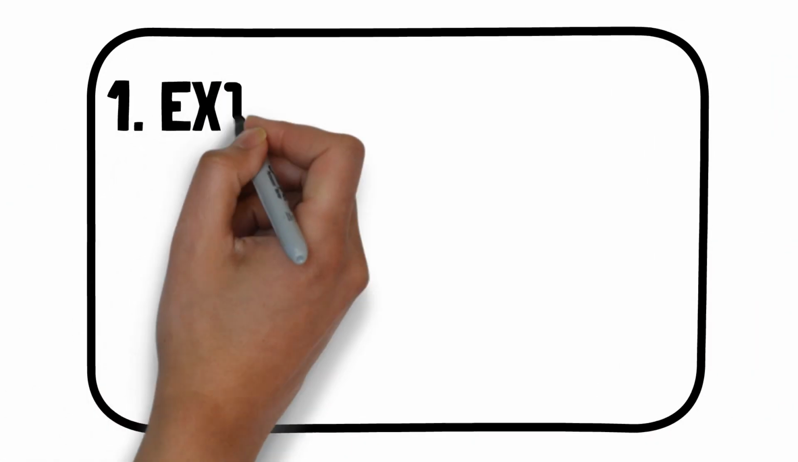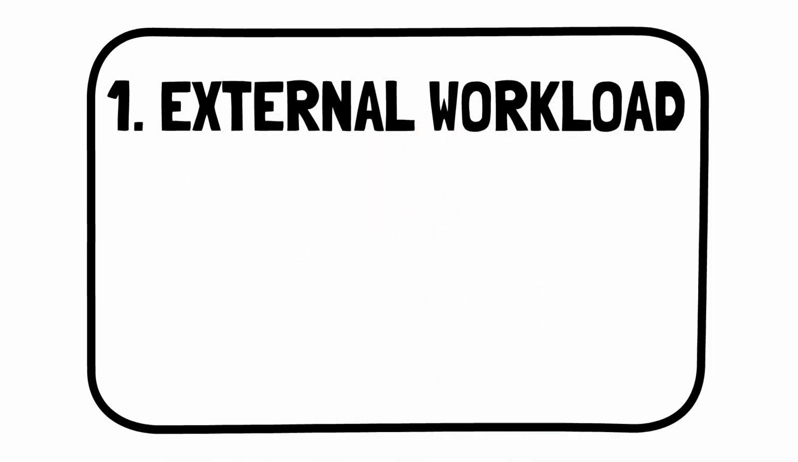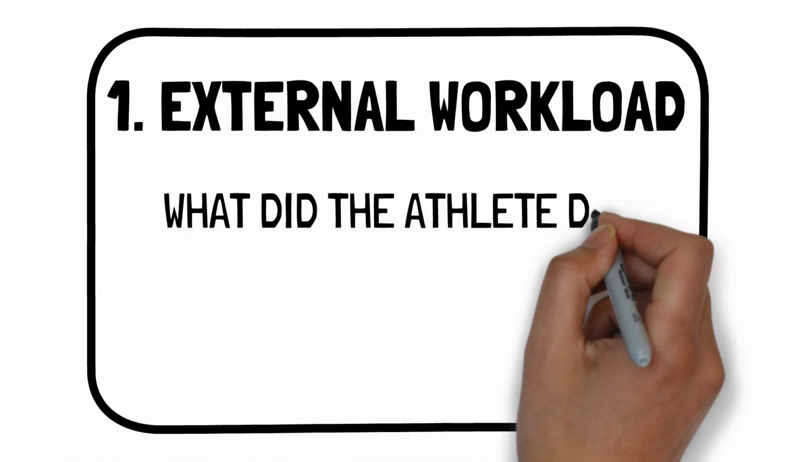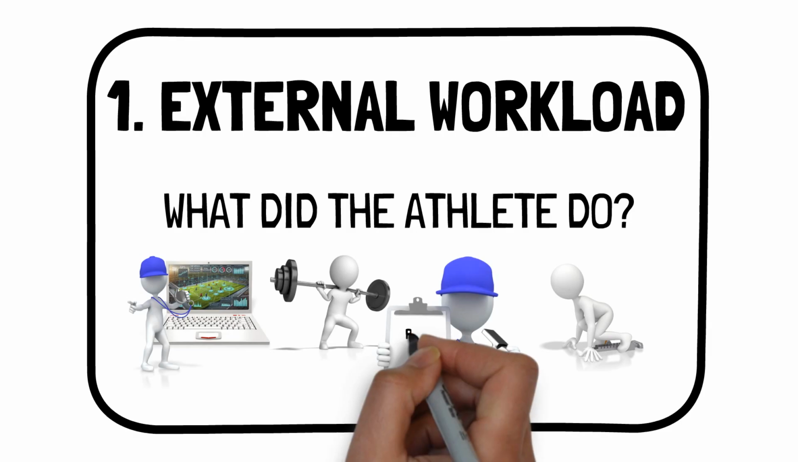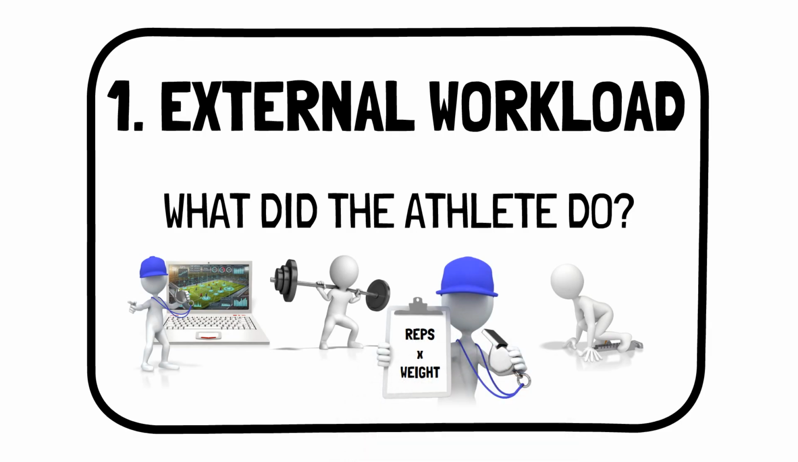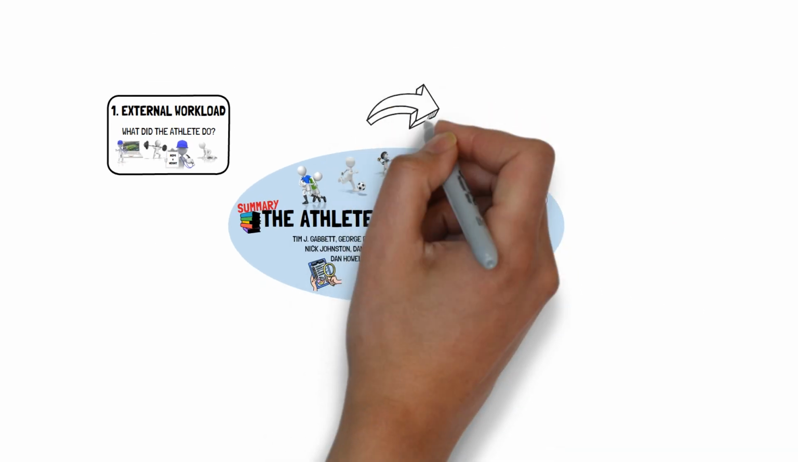Firstly, Step 1, external workload, represents the total training load an athlete performs. This can include measuring total distance covered, the number of sprints completed, or the total weight lifted in a gym session. Tracking this workload provides objective data on how much work an athlete is doing.